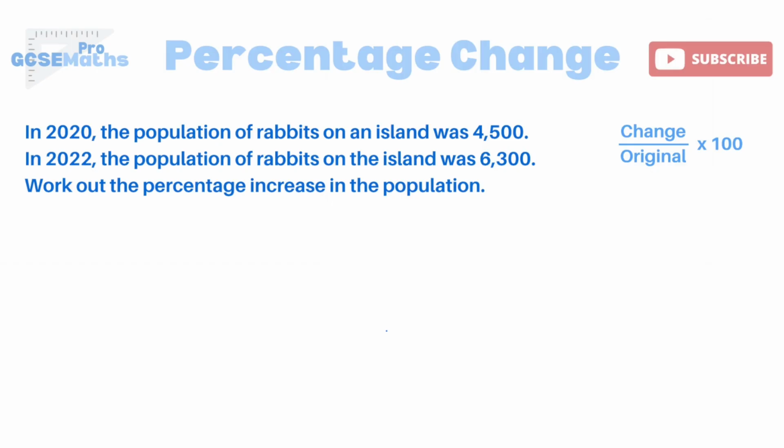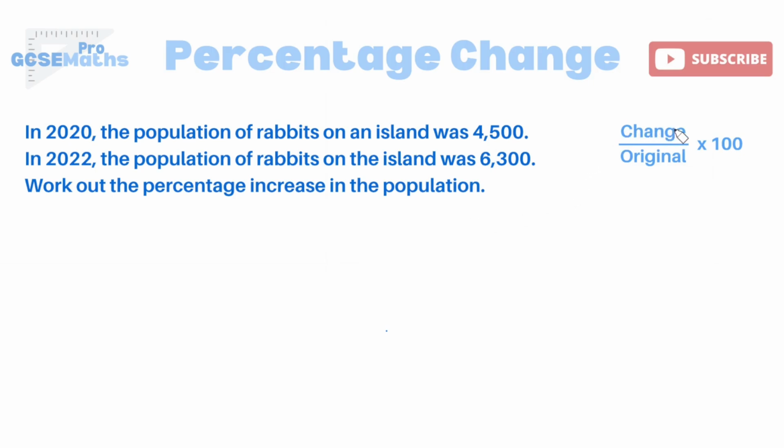Okay, so for percentage change, our first question, we've got the formula over here in the corner. If you need to refer back to that, we've got it here. In 2020, the population of rabbits on an island was 4,500. In 2022, the population of rabbits on the island was 6,300. Work out the percentage increase in the population.